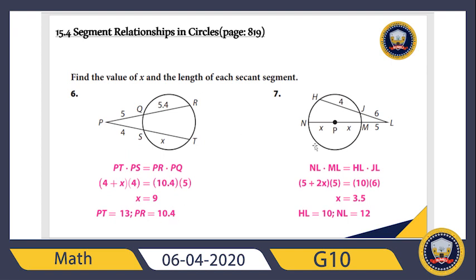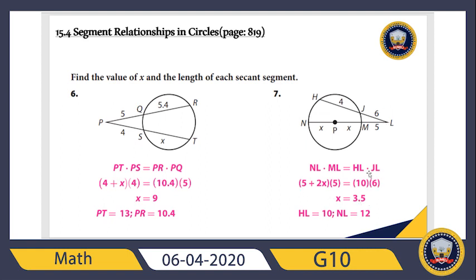We do the same thing here in example 7. So NL times ML equals to HL times GL. All right. Now what is NL? It is X plus 5, or 2X plus 5. That is my NL. And ML is 5. Okay. HL is 4 plus 6, which is 10. And GL, the small one, is 6.